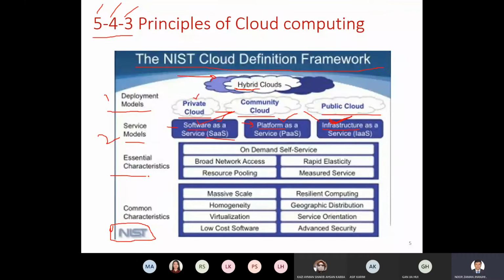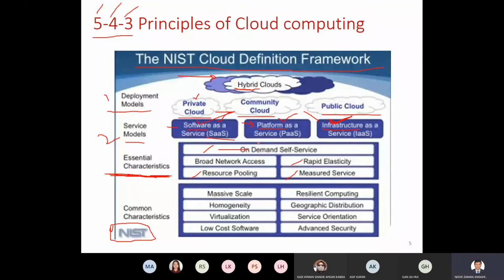Now, what are the essential characteristics? Suppose we are saying that this is the cloud, then what characteristics may it have, or must it have? Those are broadband network access, resource pooling, measured services, rapid and very elastic, meaning on demand they can provide us services. These are the essential characteristics.